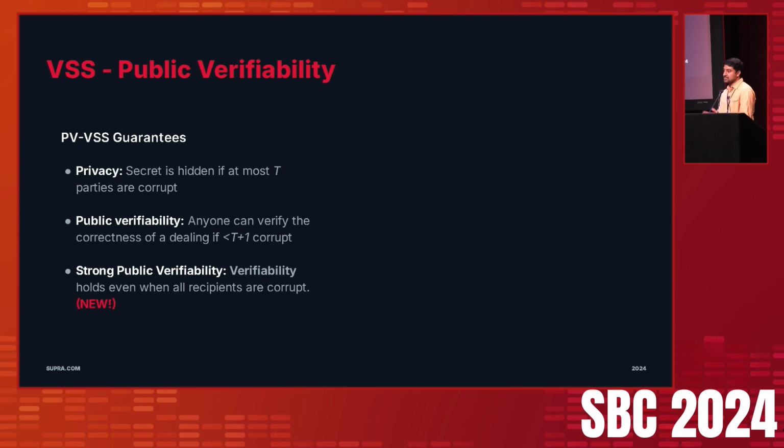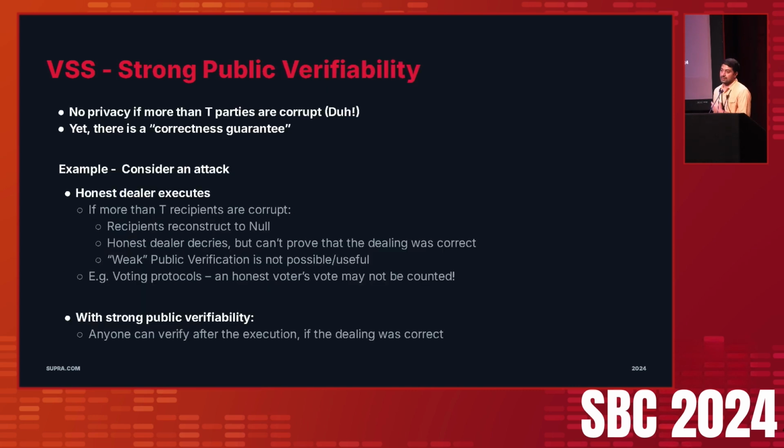This is the traditional definition of public verifiability. But in this work, we introduce what is called strong public verifiability, where we say that verifiability holds even when all the parties are corrupt in the system. So we formalize this property and prove the correctness of the protocol against this property. So now we say that the verifiability is guaranteed even when all the parties are corrupt in the system.